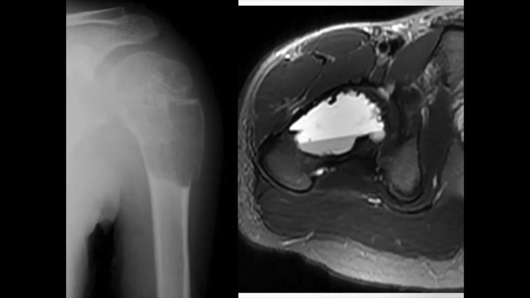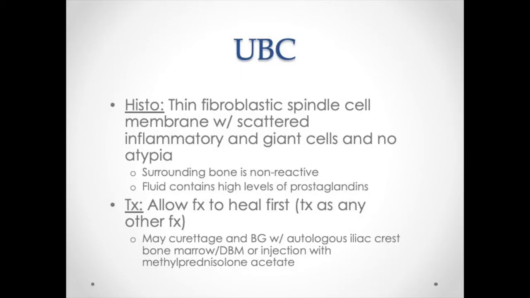Here's an X-ray example on the left side in the proximal humerus, where you can see this lytic expansile lesion with a pathologic fracture and very thin cortex, but you don't see nearly as many septations as you do on the aneurysmal bone cyst example we just showed, and you can see this is roughly the width of the neighboring physis as opposed to significantly larger. An MRI of the proximal femur is seen on the right, where you have a single fluid-filled cavity with one fluid level. On histology, you'll see a thin fibroblastic spindle cell membrane surrounding the cystic cavity with scattered inflammatory and giant cells and no atypia.